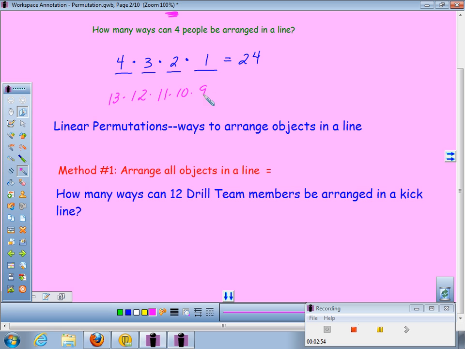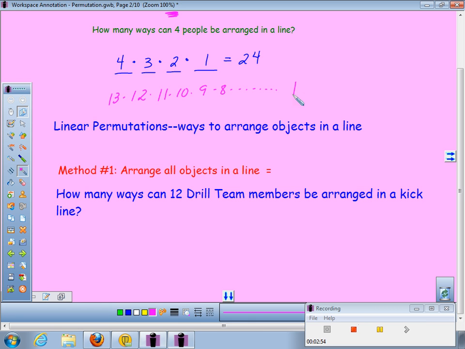Is this going to be fun to punch in your calculator? No. Not really. This is going to be unfun to punch in your calculator, because we would have to do this all the way down to 1. Okay, Brad got 6 trillion something. Wow. You're going to discover that's a pain to type in.